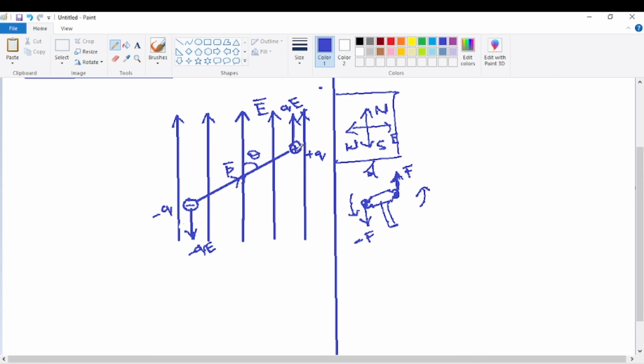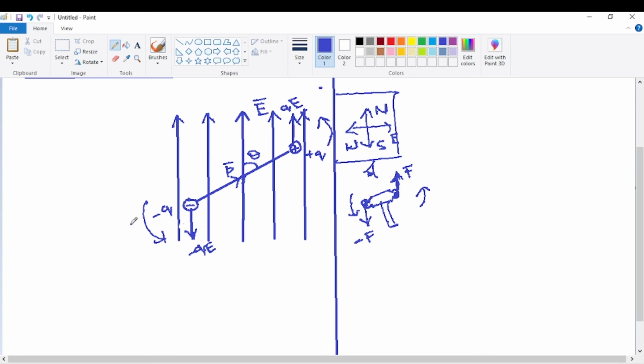Here on the electric dipole also, a couple of forces are acting, plus QE and minus QE. So they produce a turning effect. As we see, the electric dipole in this particular situation tries to turn anti-clockwise this way. An anti-clockwise turning effect is produced.